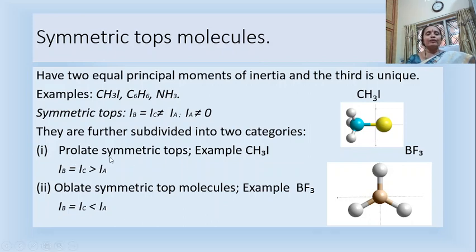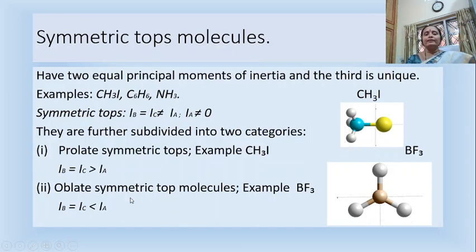One is prolate symmetric top. An example is methyl iodide. If this were methane, there would have been a hydrogen here, but it is replaced by iodine. So this is methyl iodide, and this is a prolate symmetric top.